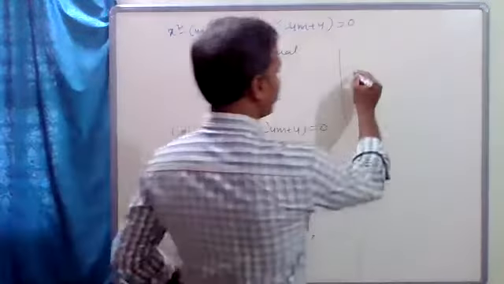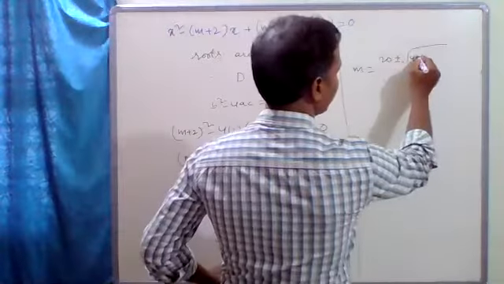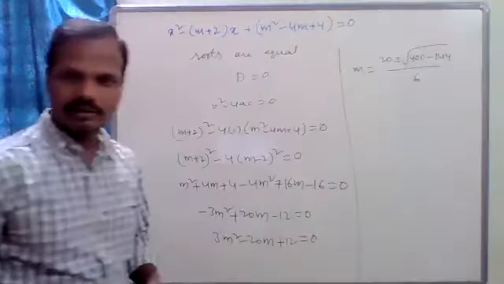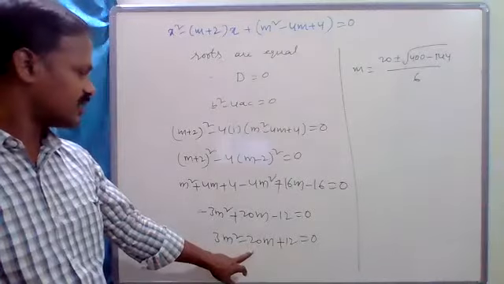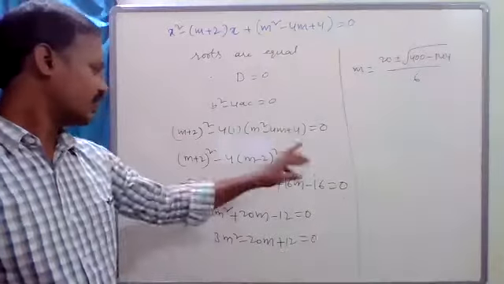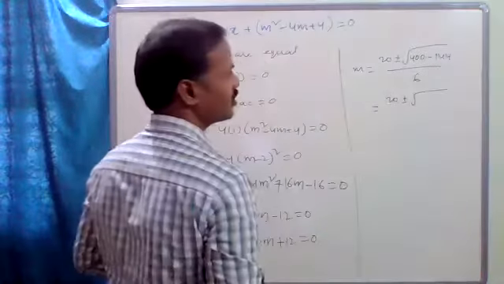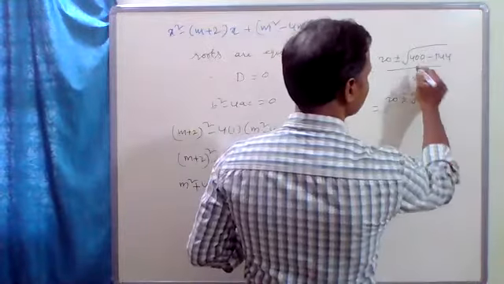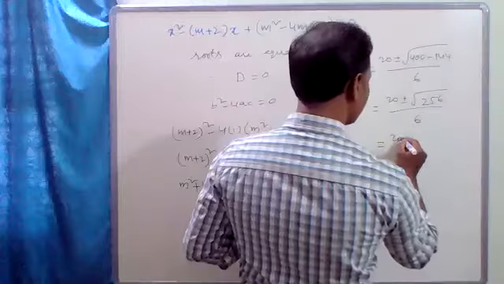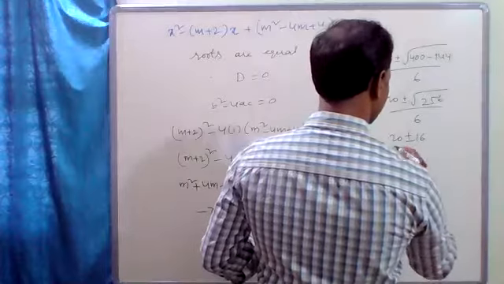Now what about m? m equals minus b plus or minus square root of b square minus 4ac, over 2a. That is 20 plus or minus square root of 400 minus 144, over 6. That is 20 plus or minus square root of 256 over 6, and root 256 means 16, so 20 plus or minus 16 over 6.